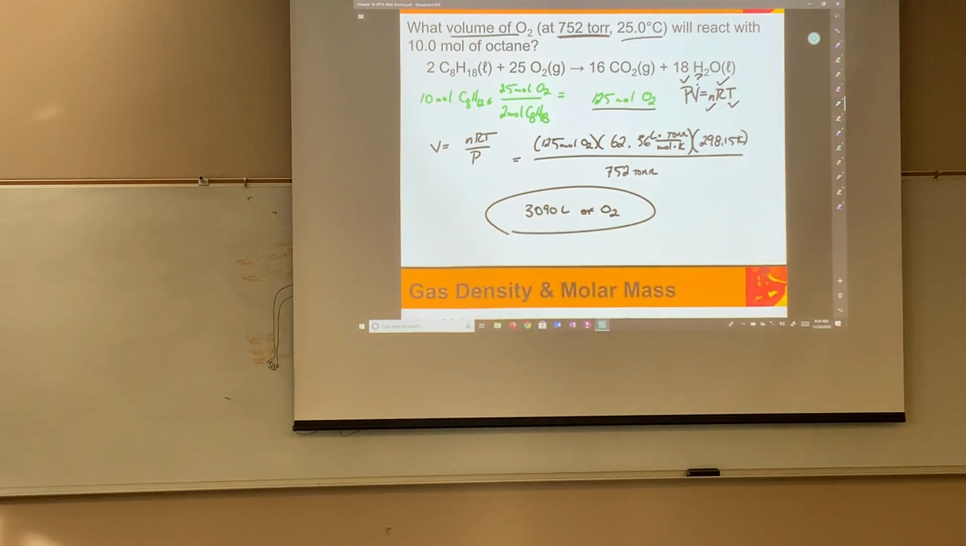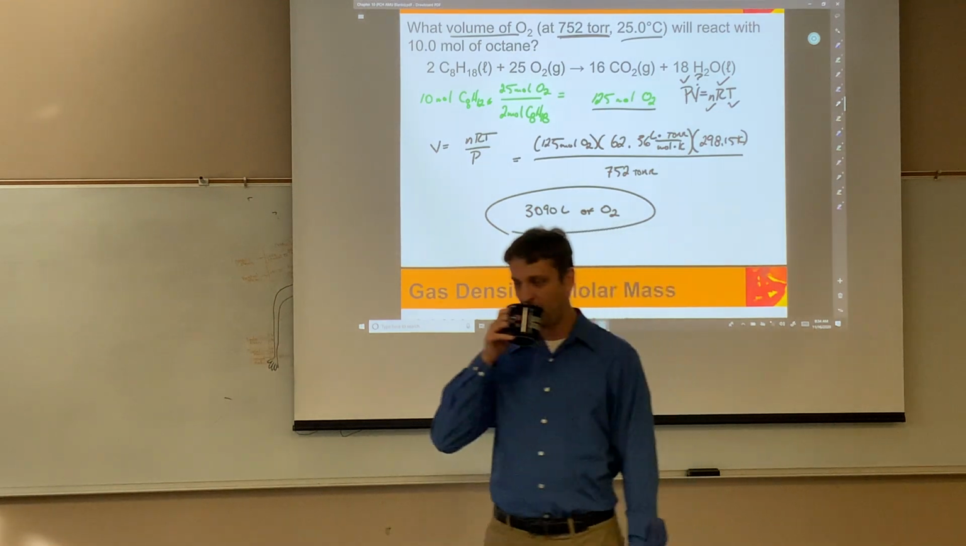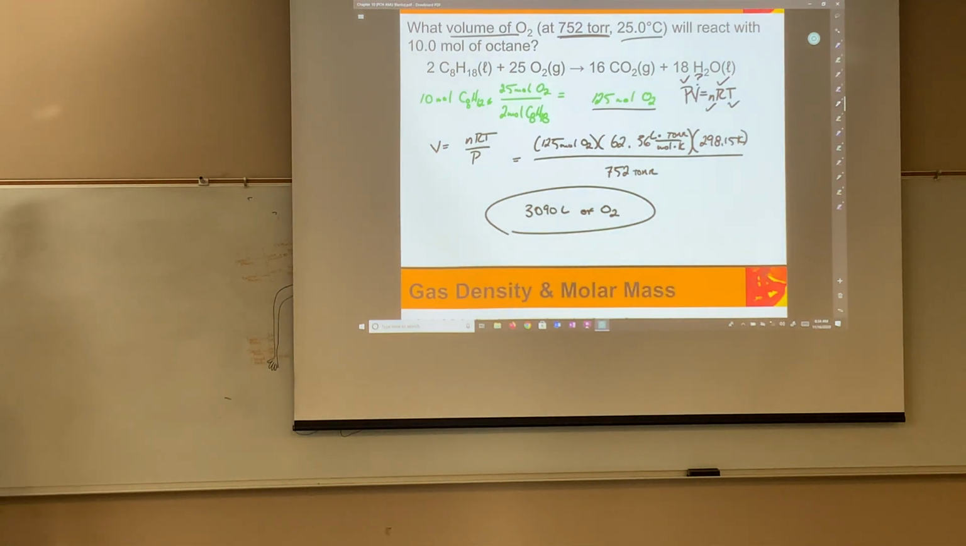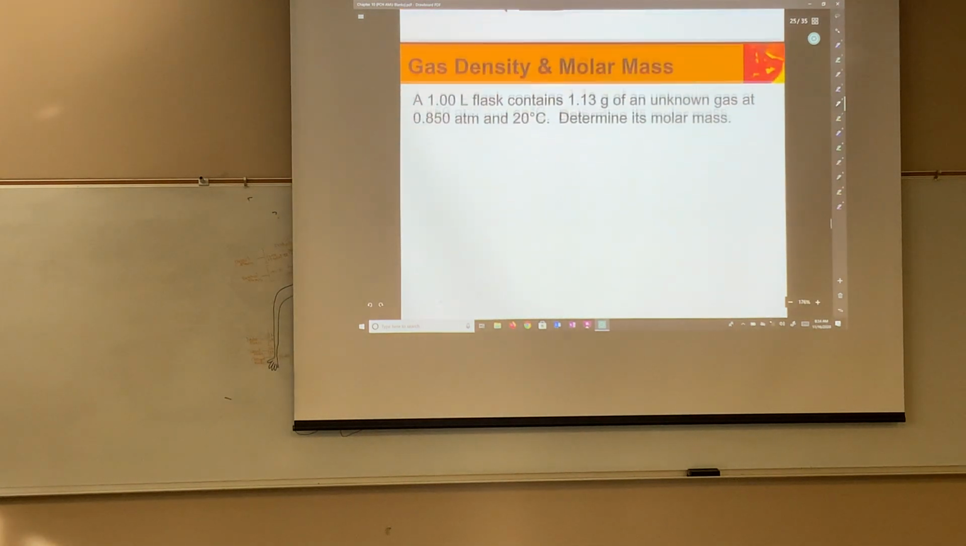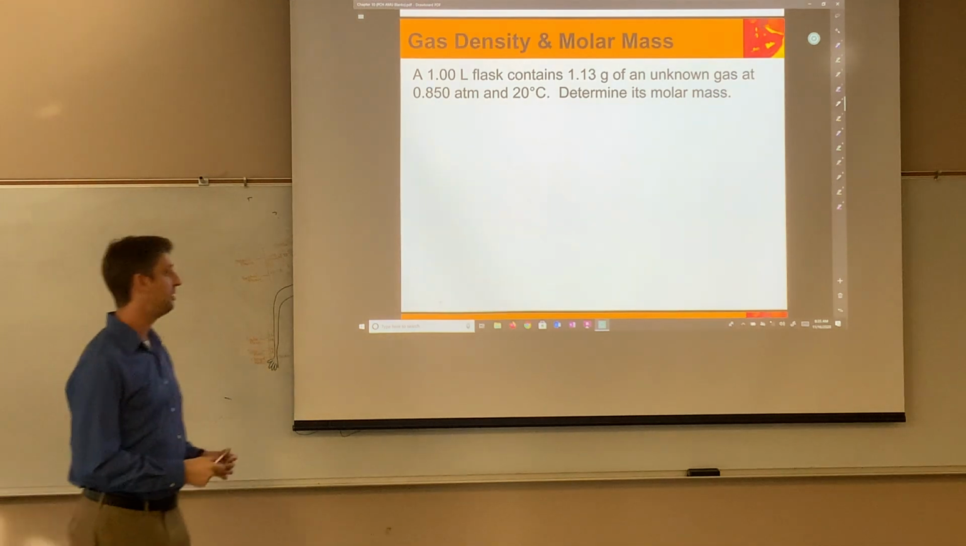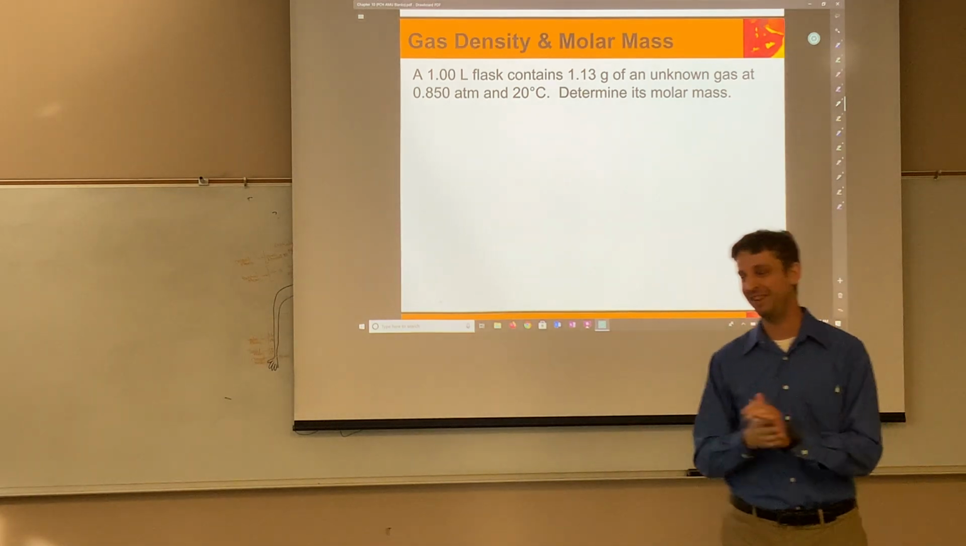So remember, all we're doing here is I give you information about one of the reactants. We just use our stoichiometry to convert to the other, and then use our ideal gas law. Okay. All right. Okay. A little bit trickier, but kind of the same idea here. I'll give you a hint. Probably have to use the ideal gas law. I know. I'm feeling generous this morning.